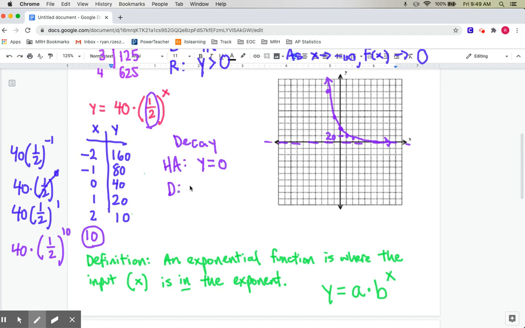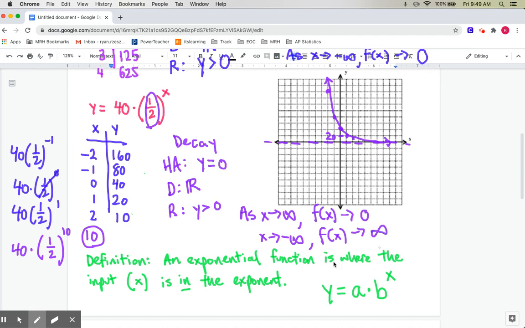My domain is still going to be all real numbers. My range, the y's are still above 0, so it's still y is greater than 0. And then for my end behavior, as x approaches infinity, f of x, the y's on the right side, approach 0. And as we go to negative infinity, the left side, the y's approach positive infinity.